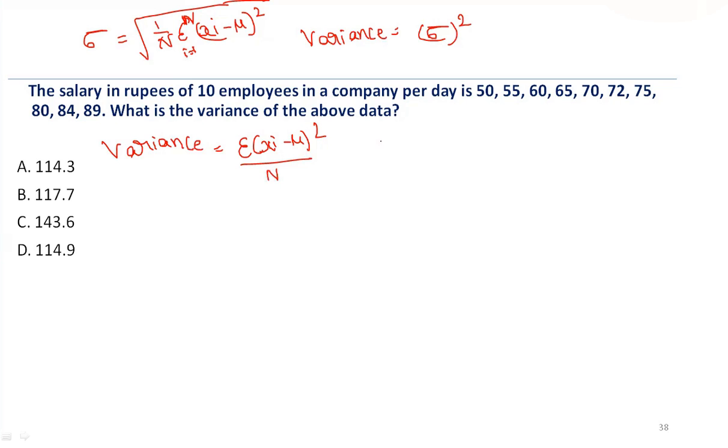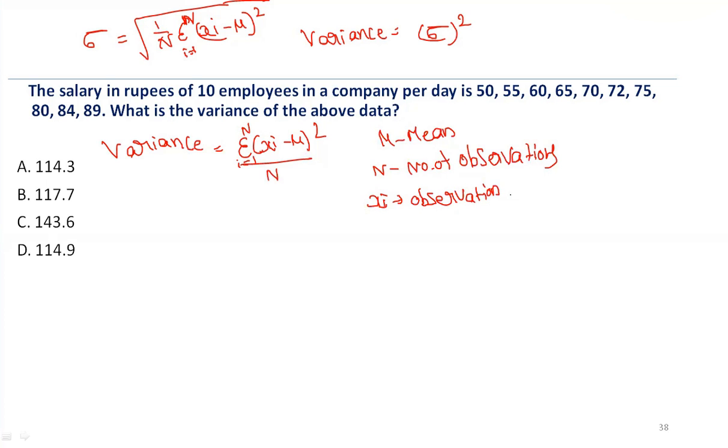Okay, so here this mu is nothing but the mean. And this capital N is nothing but the number of observations. And this xi is nothing but that observation value. Xi means x1, x2, x3, like that. So this is from i equal to 1 to capital N.